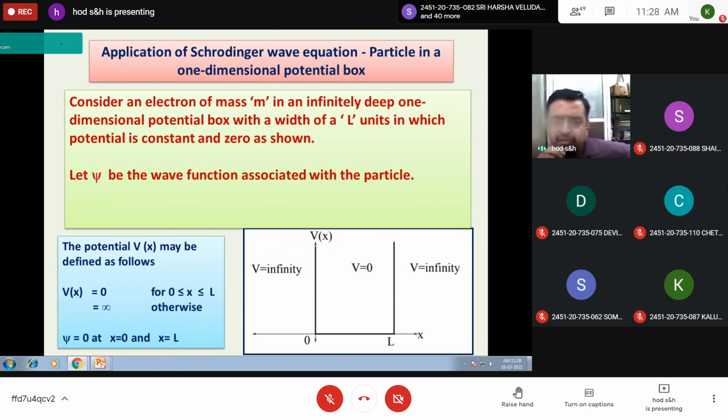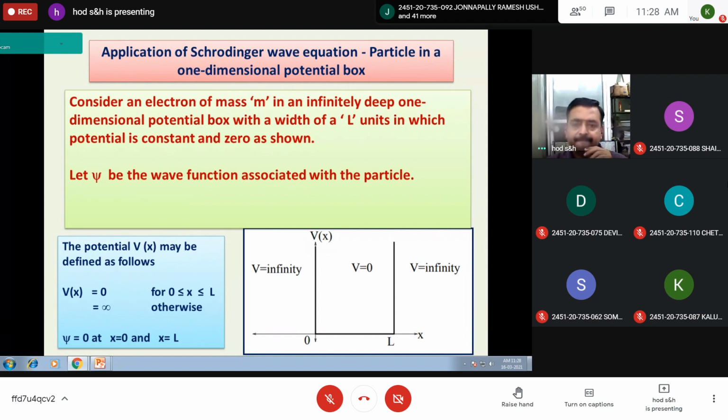Here you write, there are 4 points. I'll explain. This is an application of, this means a particle in a one-dimensional potential box. This is an application of the Schrodinger time independent wave equation.